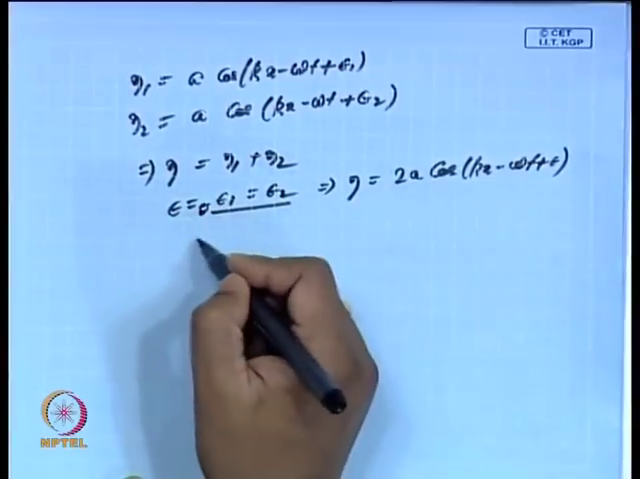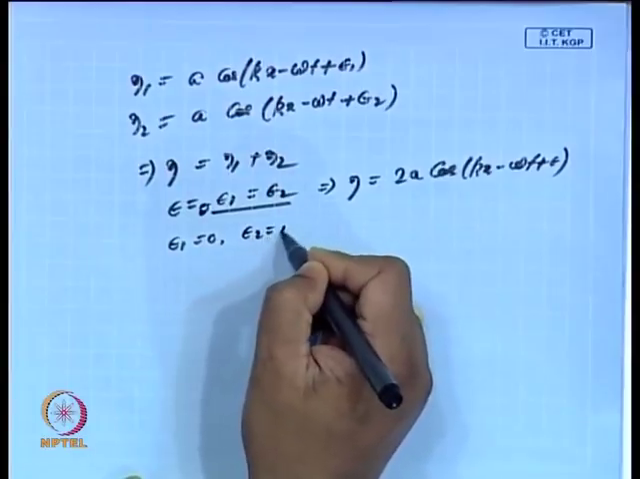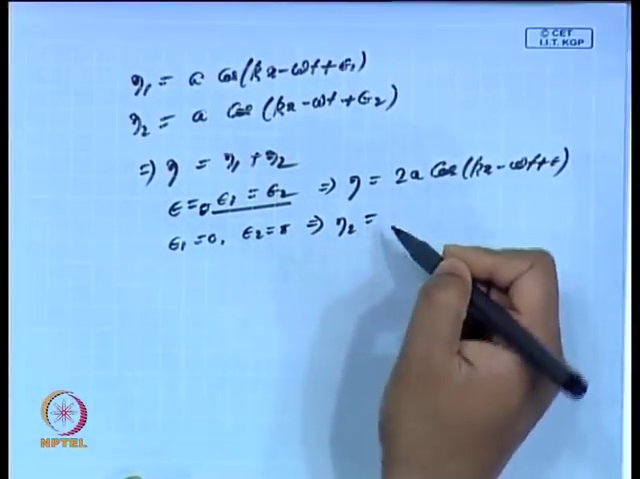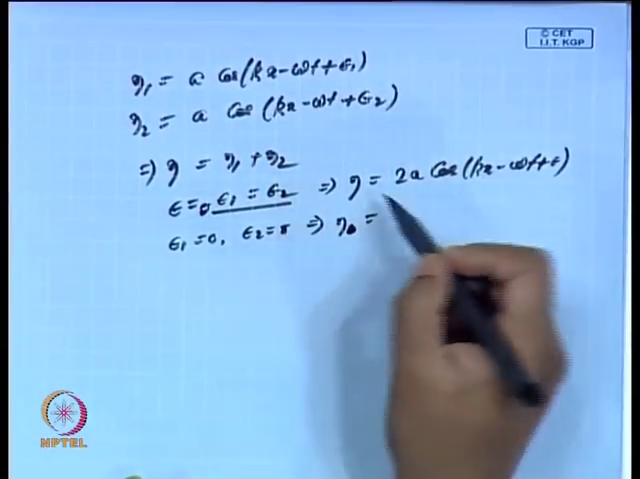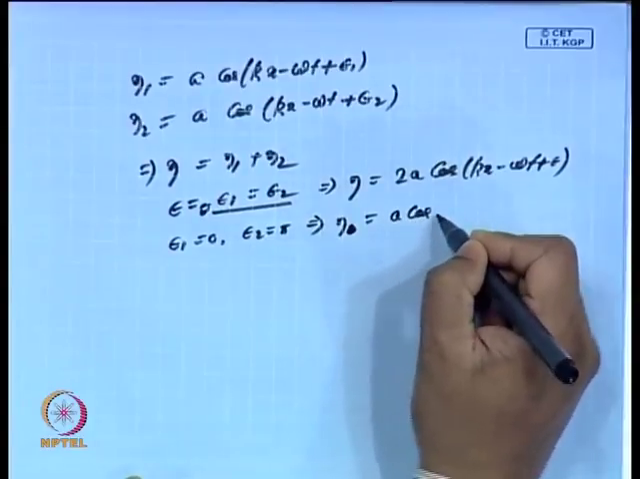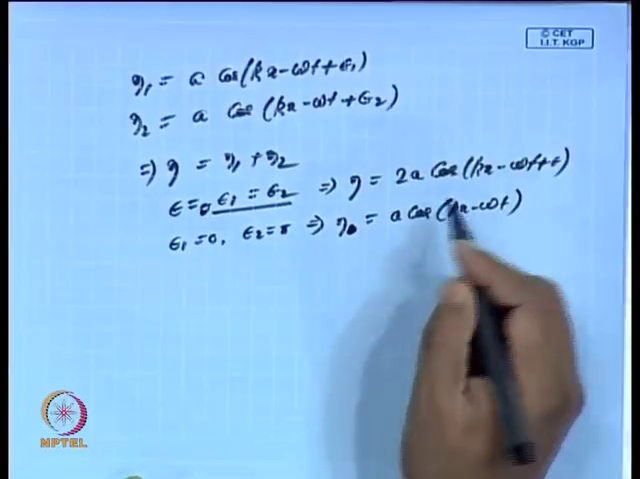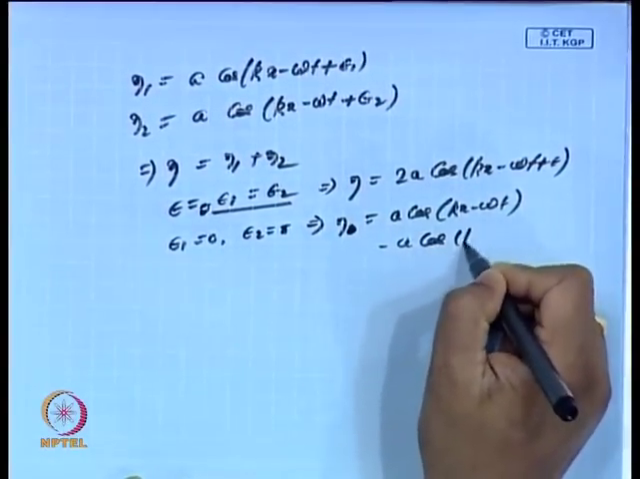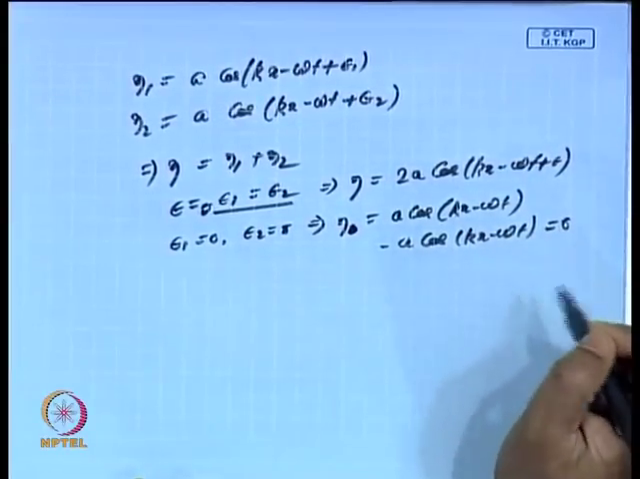On the other hand, if I say that epsilon 1 is 0 and epsilon 2 is equal to pi, then what will happen? Eta will be A cos(kx minus omega t), and epsilon 2 is pi. So this will be minus A cos(kx minus omega t), and that resultant is 0.